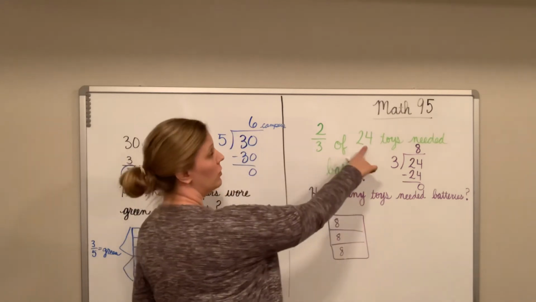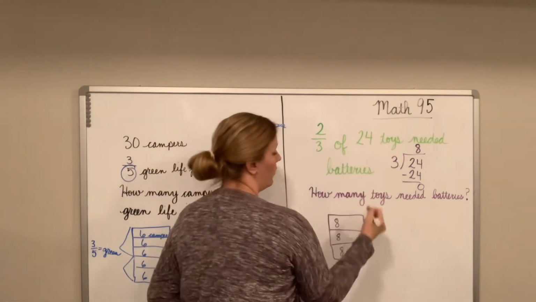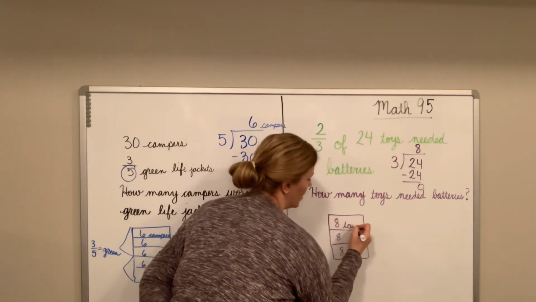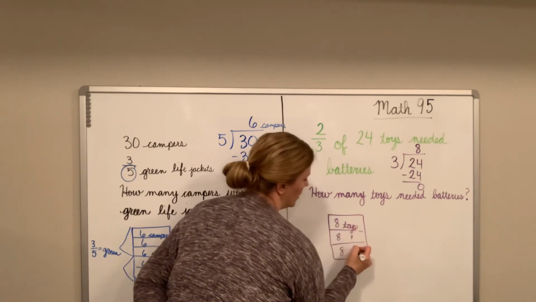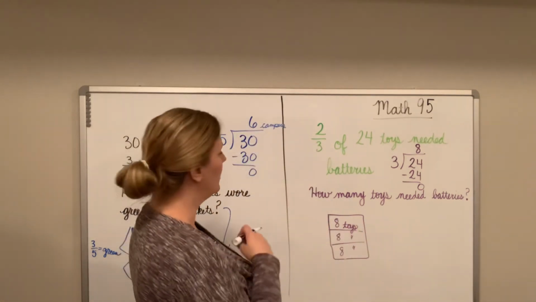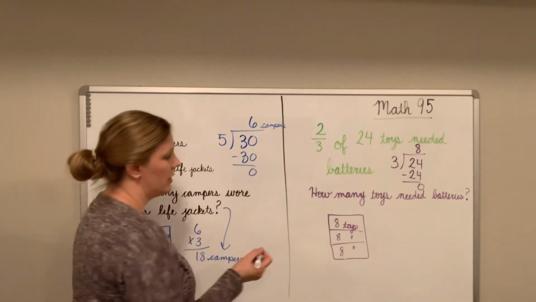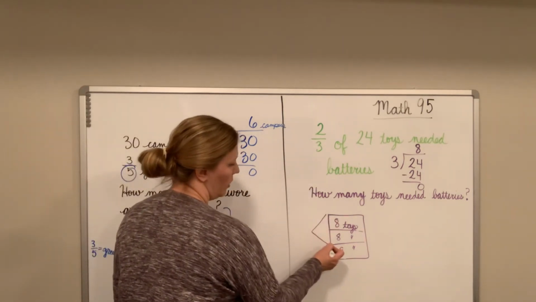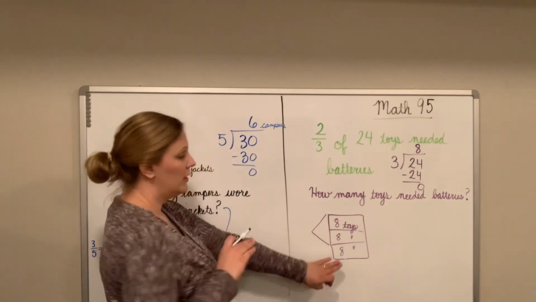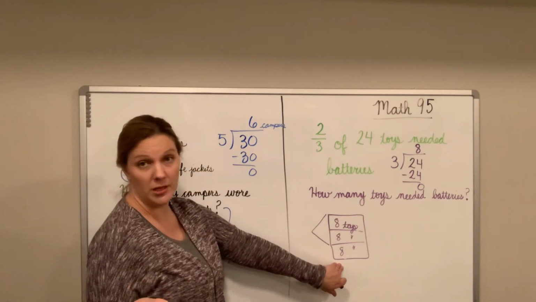8 what in each group? 8 toys, because 24 toys. So each of these is toys. I could write it all the way down, but okay. And then we know that 2/3 of them need batteries. So 2 of the 3 groups need batteries. These other 8 in this last group, they must not need batteries, okay?